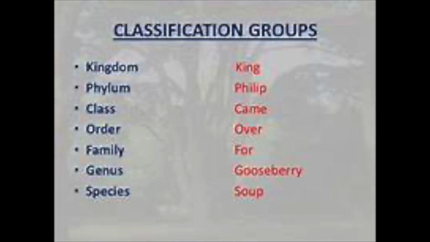It stands for domain, dear; kingdom, king, which is pretty easy; phylum, Philip; came, class; over, order; for, family; good, genus; soup, which is species. And that's a very easy way to remember the hierarchy.